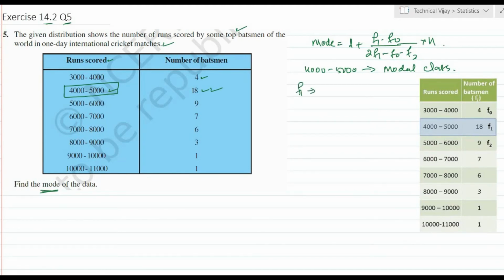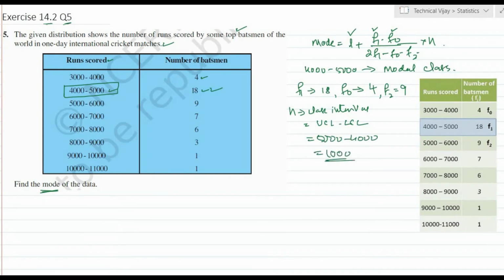This is the modal class. Now F1 is the frequency of the modal class, that is equal to 18, and F0, the frequency before the modal class, is equal to 4, and F2, the frequency after that, is equal to 9. Okay. Now here we know L, F1, F0 and F2. H we have to calculate. H is the class interval, which is equal to upper class limit minus lower class limit. Here 5000 minus 4000 is equal to 1000. H also we got.